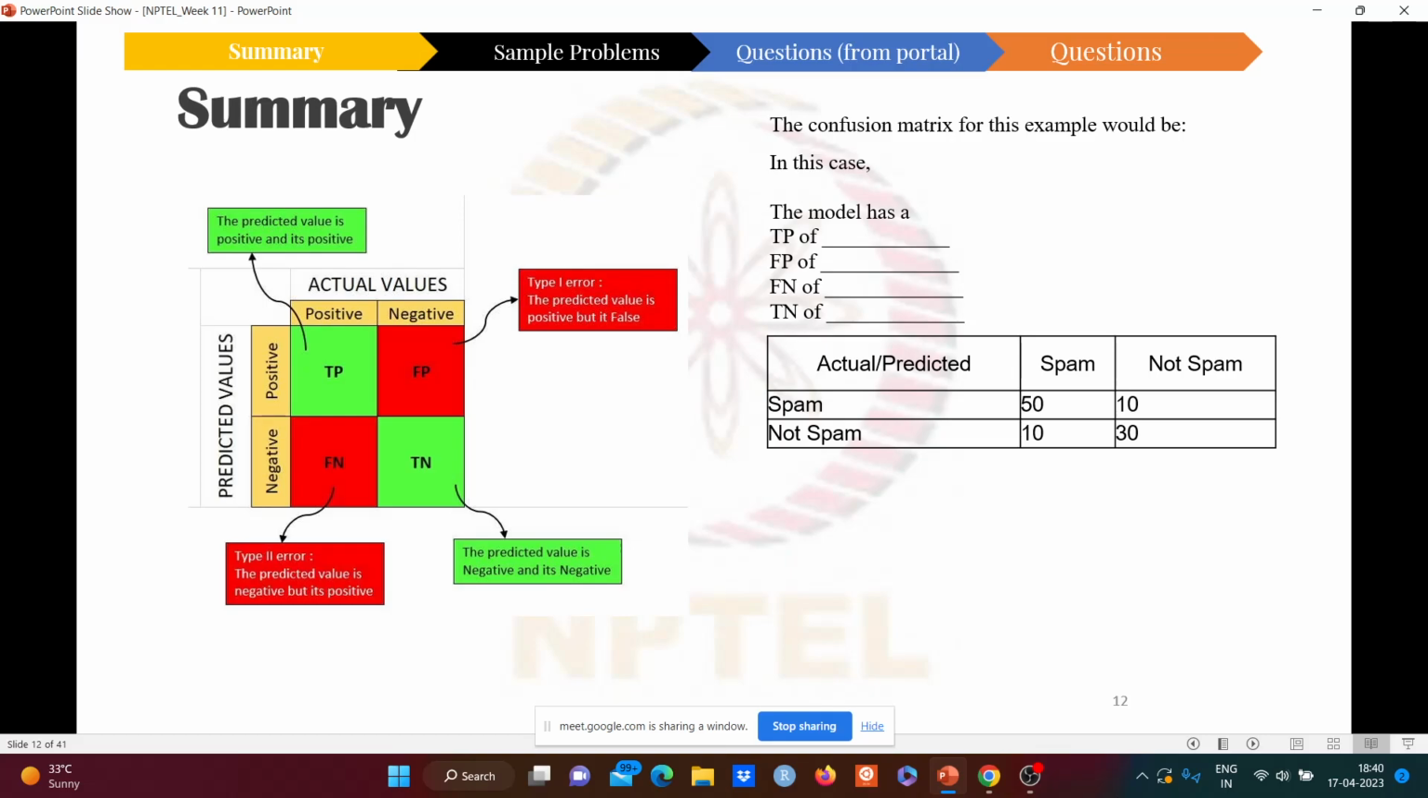So given a confusion matrix here, can you answer the four questions? Can you mention the number of true positives, number of false positives, number of false negatives, and number of true negatives, given a confusion matrix telling about spam and not spam.